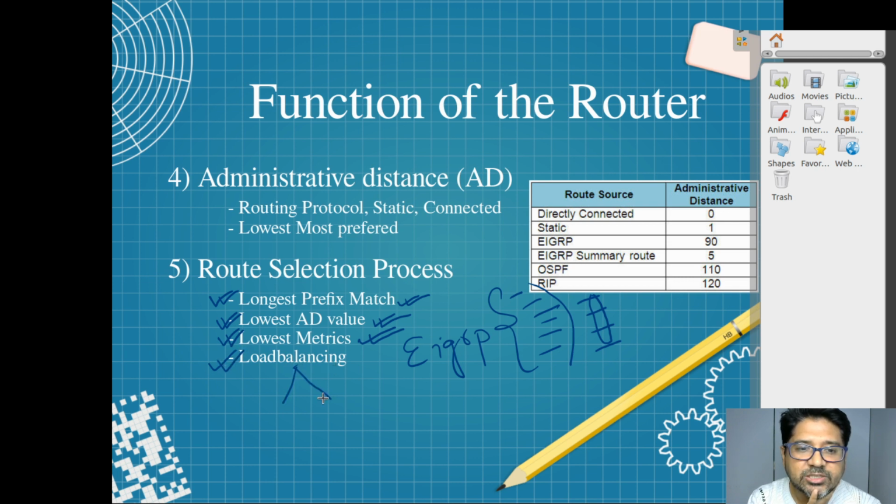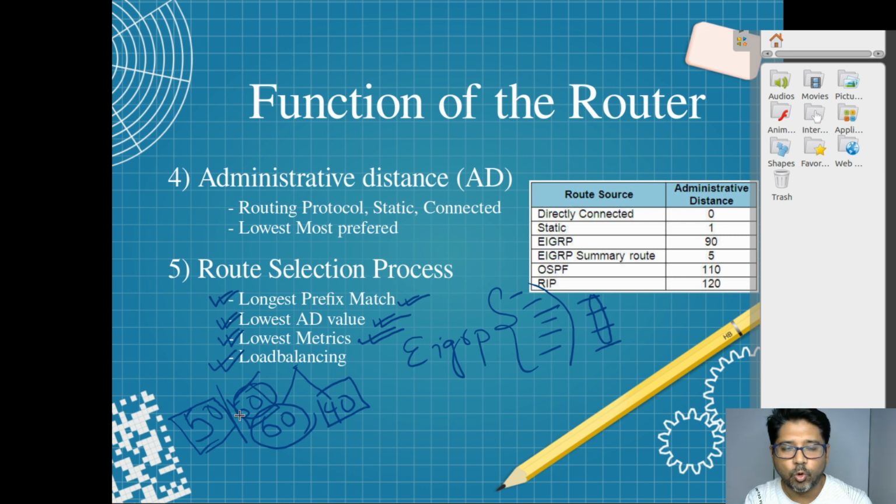So in EIGRP we will see that the load balancing can be controlled, not 50-50, but in OSPF we don't have that, it will do 50-50 load balancing, meaning 50% of packets will move through one link and the other 50% of packets will move through the secondary link in order to complete the load balancing.